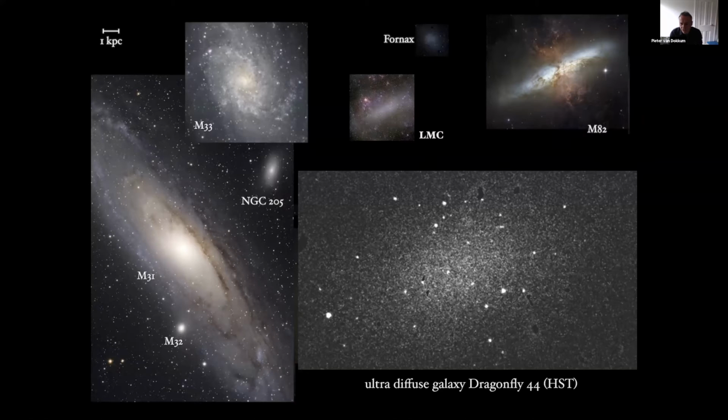The other thing that you might notice here are all these dots in Dragonfly 44, and those are globular clusters. So that's the other odd thing about them. On average, there's huge scatter, but on average, they have about 5 times more globular clusters than other galaxies of the same stellar mass. So that became clear also fairly soon.